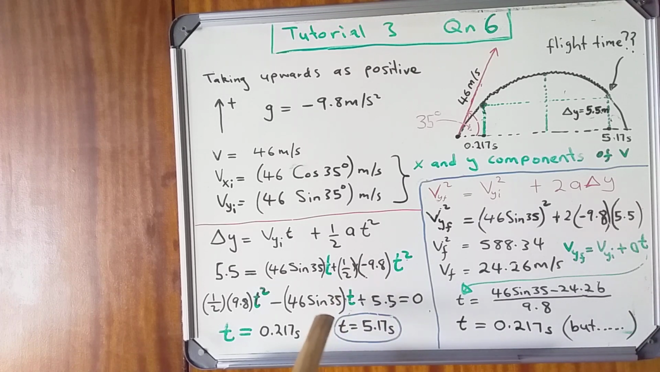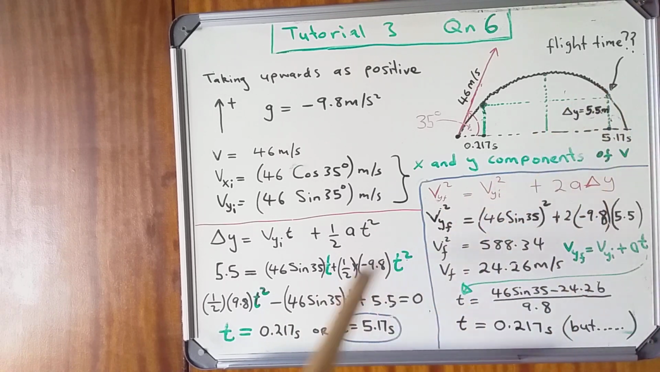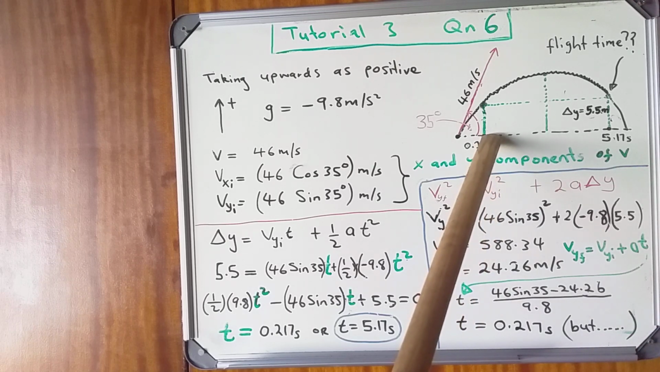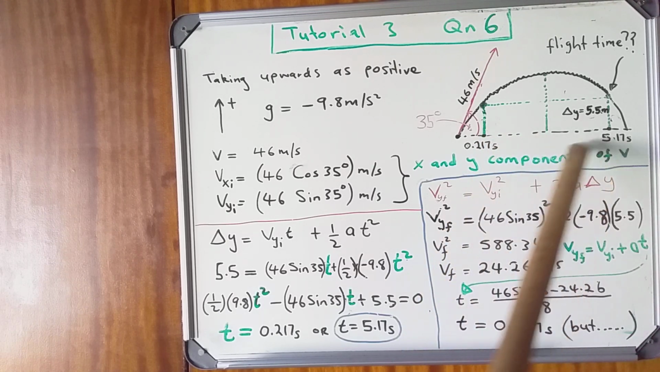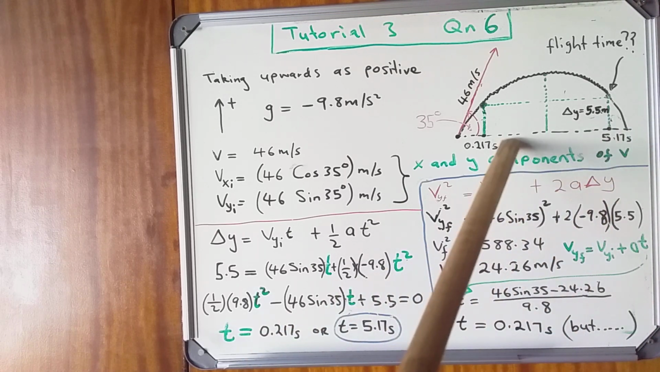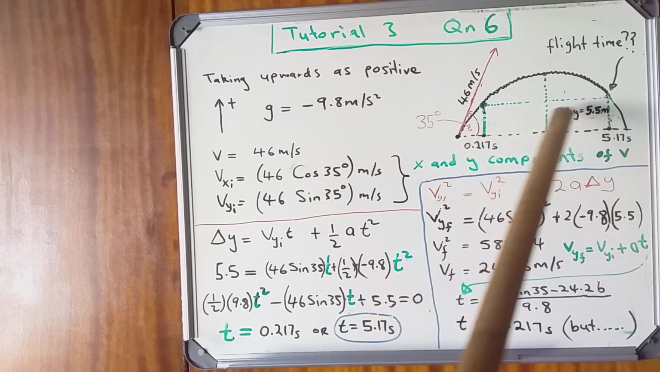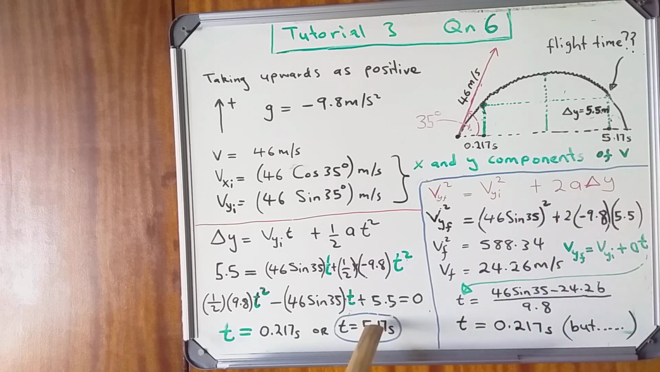So now you must decide on your own which one could be the better time, which will suit the flight here. Can it be 0.217 seconds, or t is 5.17 seconds? Physics is something which is practically possible. We know that 5 is greater than 0.2, so definitely 5 is somewhere there, and 0.2 is here. So definitely the flight time it took from there up to there was 5.17 seconds.